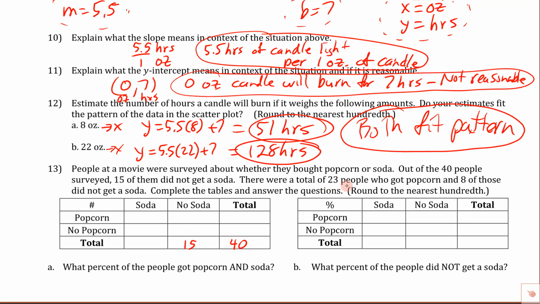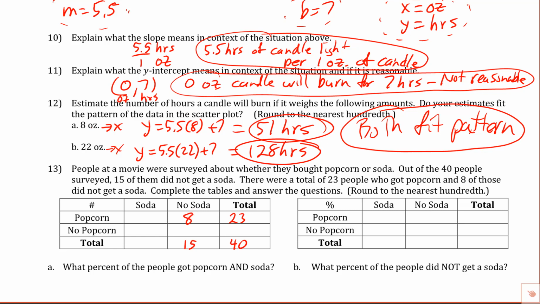There were a total of 23 people who got popcorn. So the popcorn people, that total was 23. And 8 of those did not get a soda. So of the 23 people that got popcorn, 8 of them did not get a soda. Okay, let's see what we've got here. Is that enough information? Gosh, I think it is.